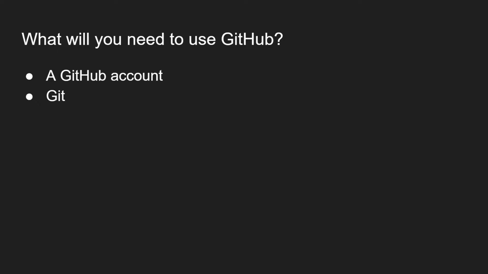So what will we need to be able to use GitHub? First of all, we're going to need a GitHub account. You're going to need to go to the website and make an account. I'll show you how to do that. And next, you're going to need to download Git, which is separate from GitHub, and it's a version control system, which basically means that it keeps track of all the changes that are made in a certain area of your computer.